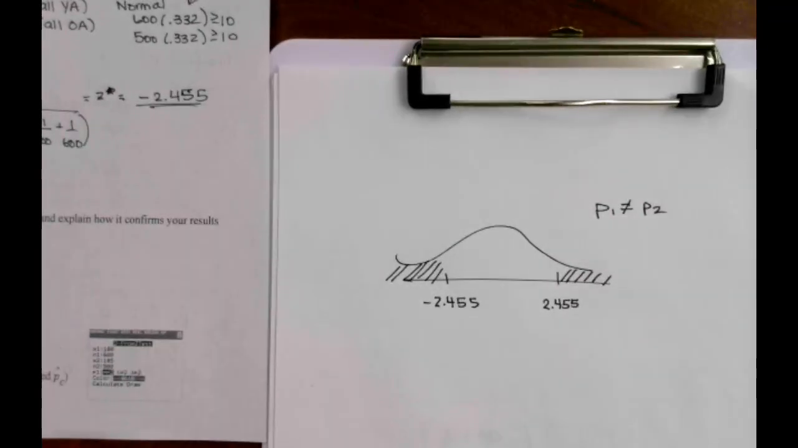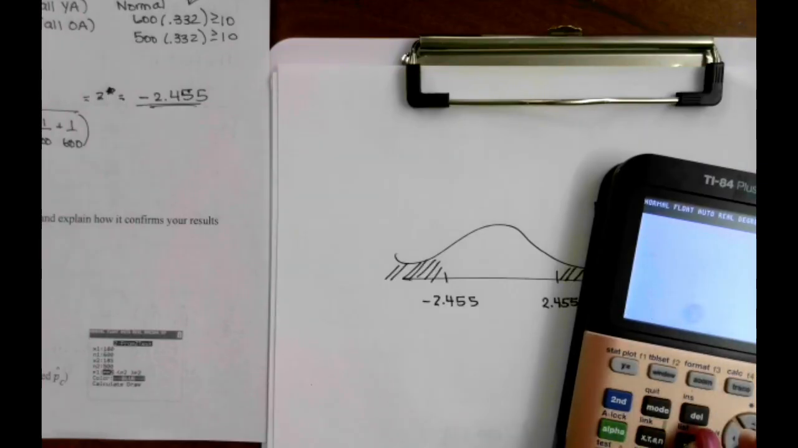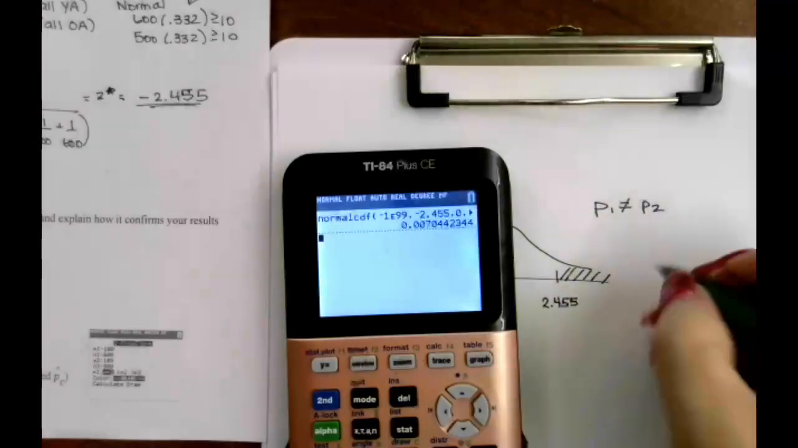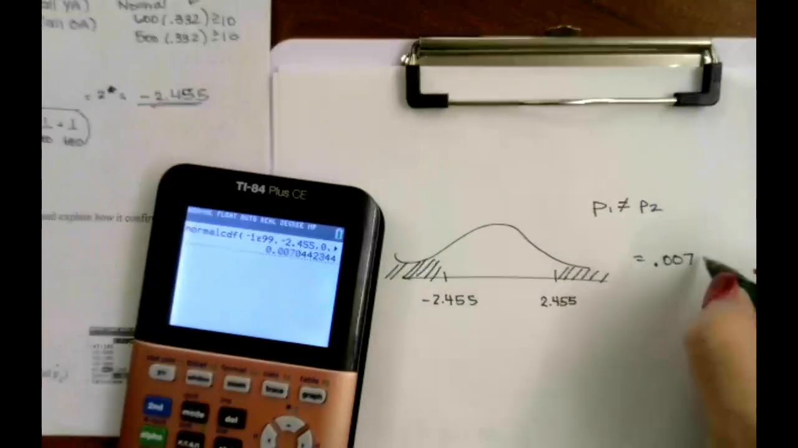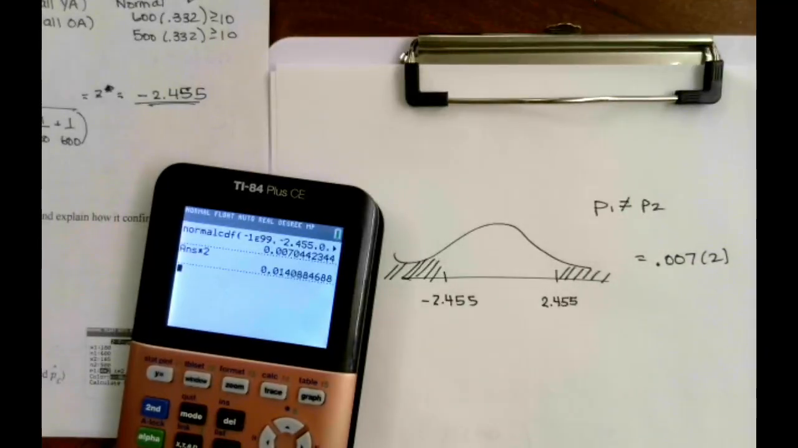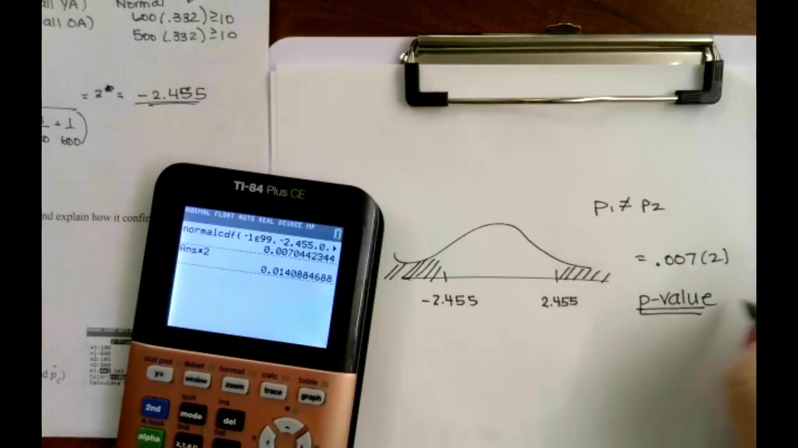So I'm just going to do just the lower bound. So if I do the lower bound and I do normal CDF, negative 2.455. And what I get here is 0.007. Now this is just my lower bound, so I have to multiply this by 2. And what I get is that my p-value, remember it's a test, so it's a p-value, is 0.014.